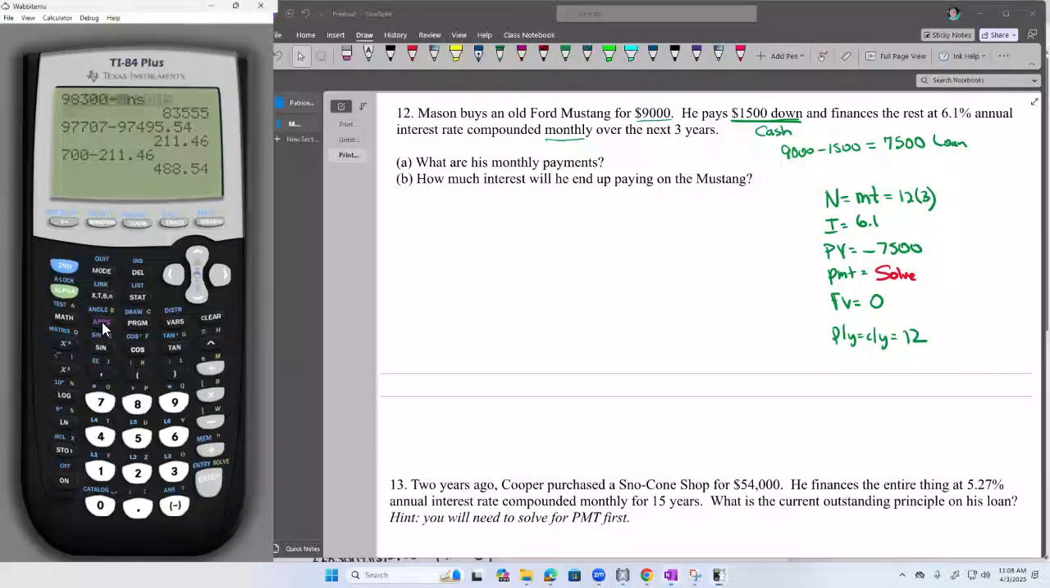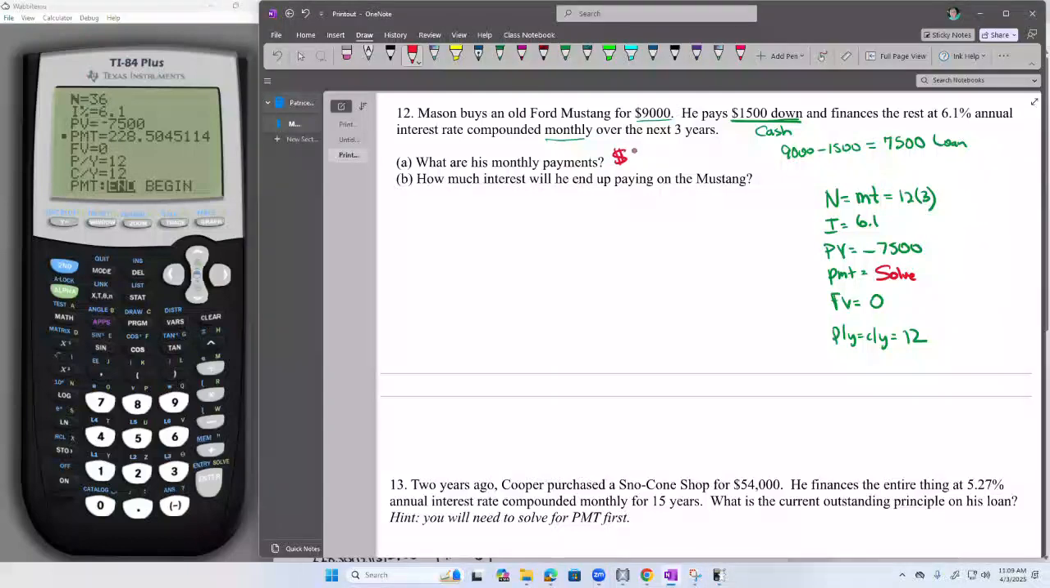So on my calculator, I'm going to go to Apps, Finance, TVM Solver, and I'm going to type this stuff in. 12 times 3, interest rate 6.1, present value negative 7,500. Payments we don't know, so I'm just going to skip it. Future value 0. PY and CY are 12. I'm going to put it back up on my payment and hit alpha enter, and I get $228.50. So monthly payment $228.50.